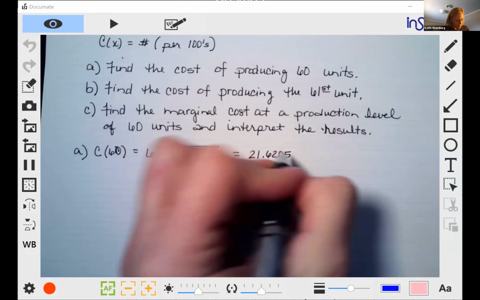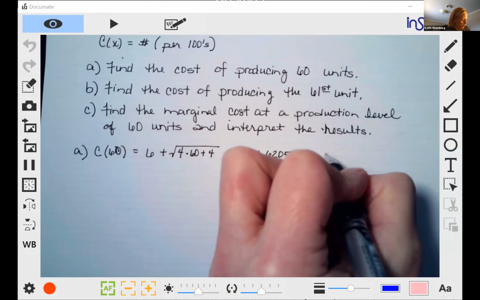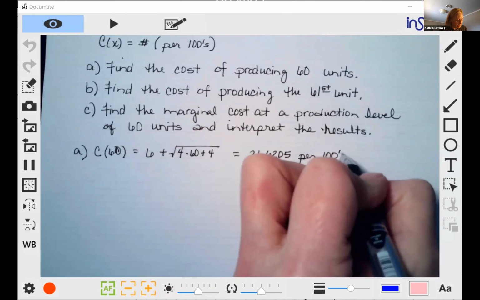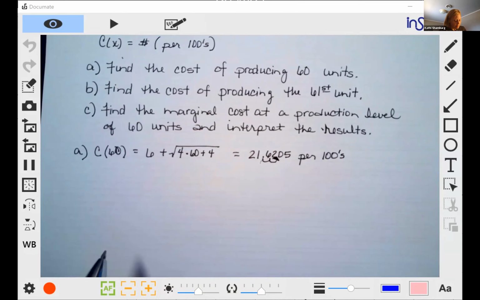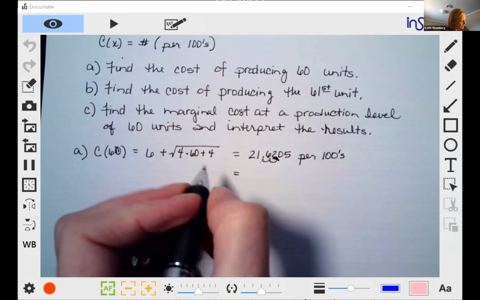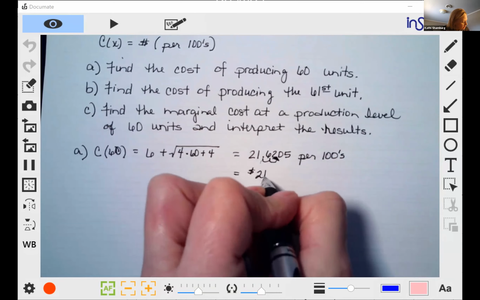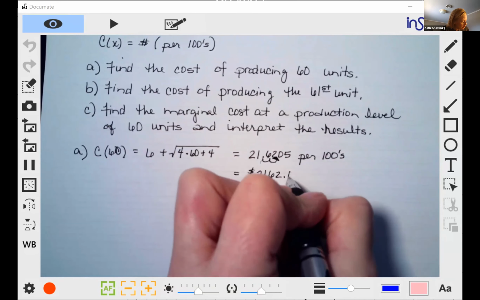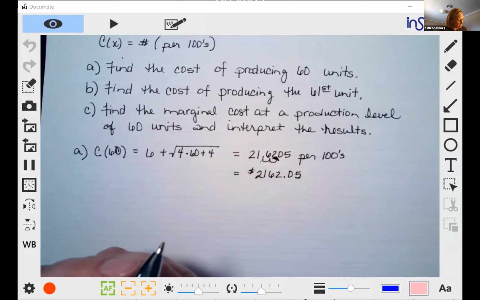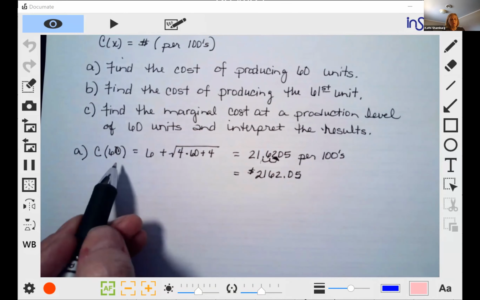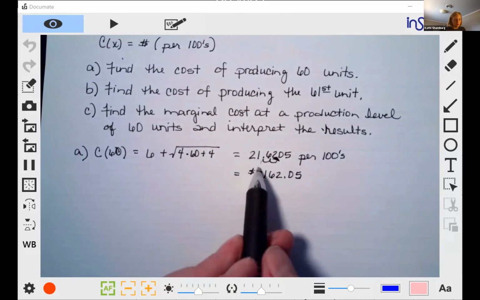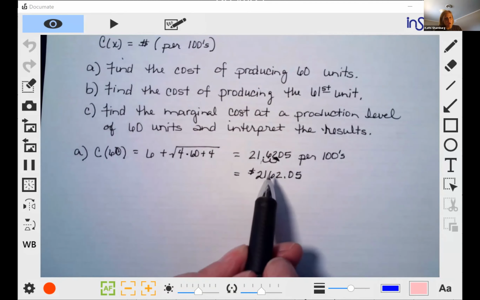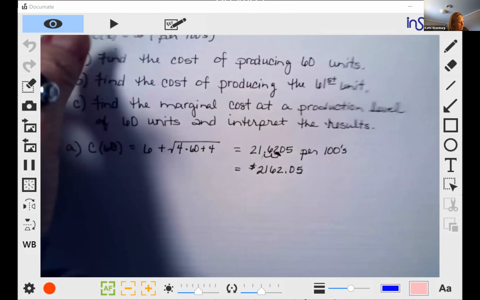And then what you have to remember is this is per hundreds. So that means I'd multiply it times 100. So what we get is $2,162.05 to produce 60 units. So 60 units would cost me this much to produce. Not $21, because that's what you got to remember. It's in hundreds.